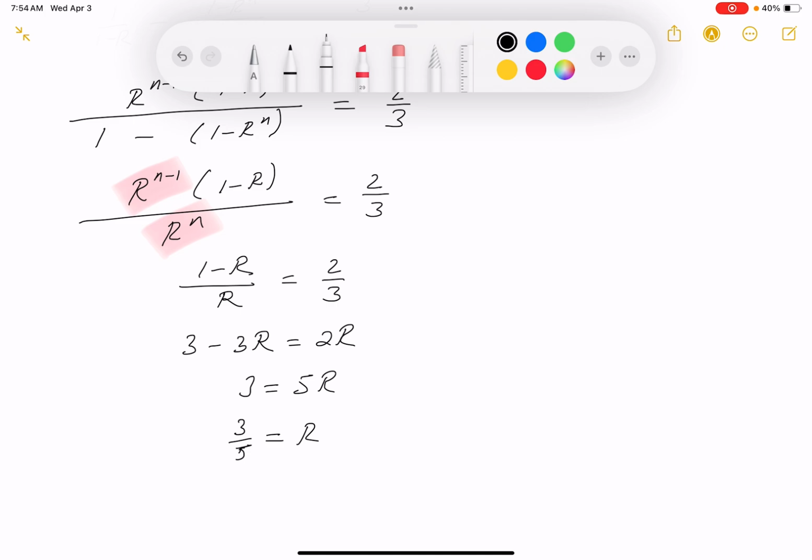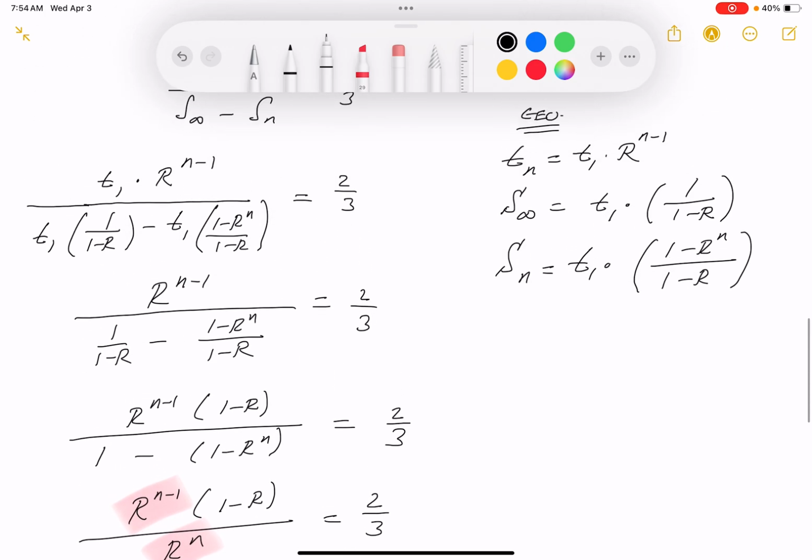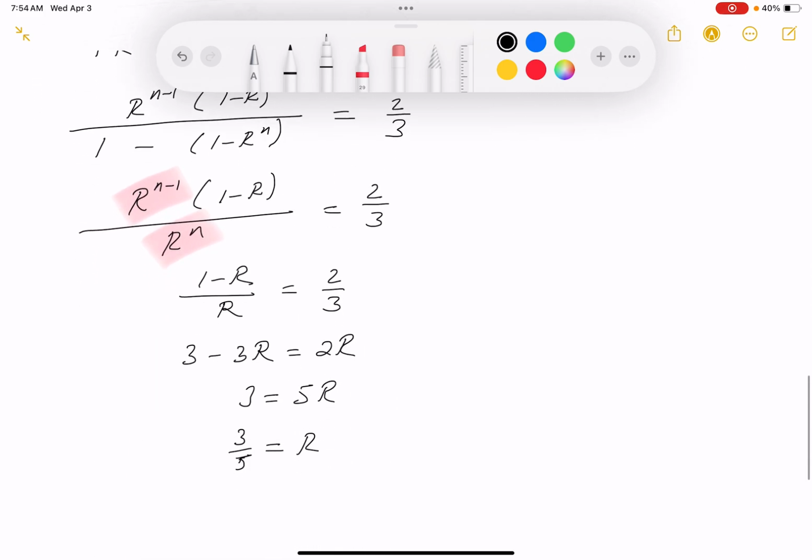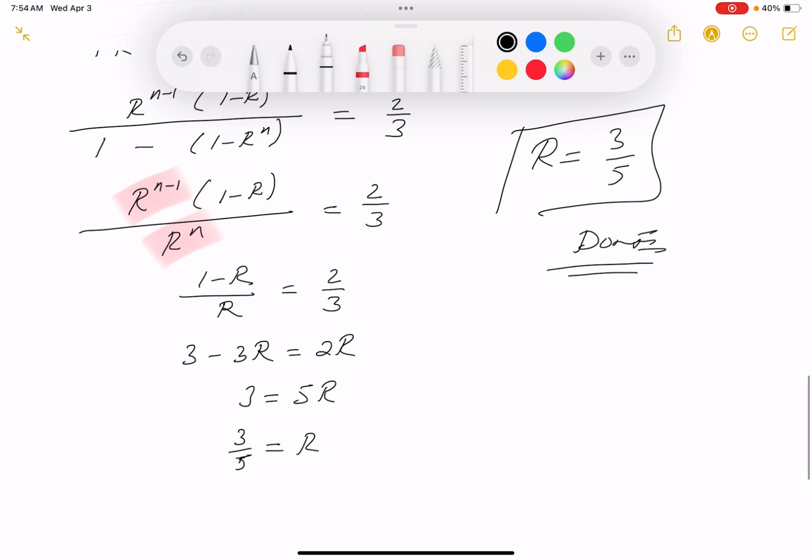But I want to go back to the restriction to make sure that restriction is being met, by the way. And the restriction that needs to be met is that R is a proper fraction, the absolute value of R is a proper fraction. And that's certainly true, by the way. So what's the answer over here? R equals 3/5. And we are done. All right? Thank you for paying attention.